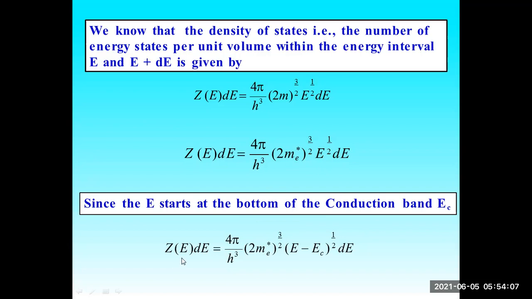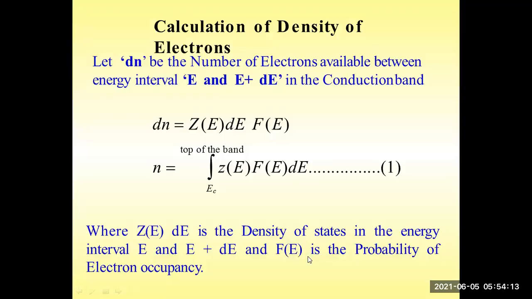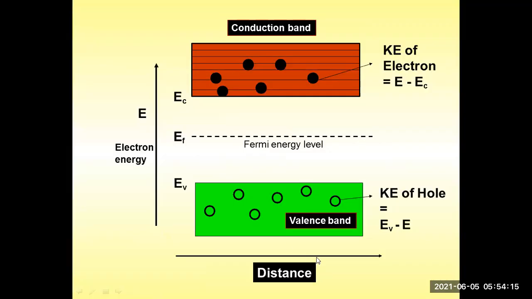that is EC. So now, what is the kinetic energy of the electron? We already know the kinetic energy of the electron. The kinetic energy of the electron is given by E minus EC.